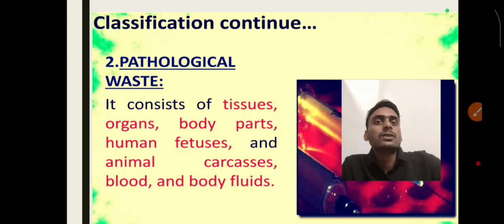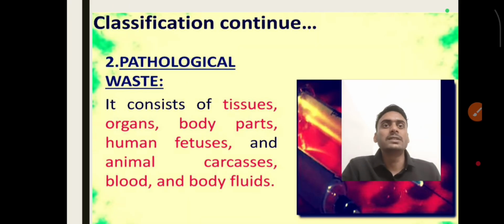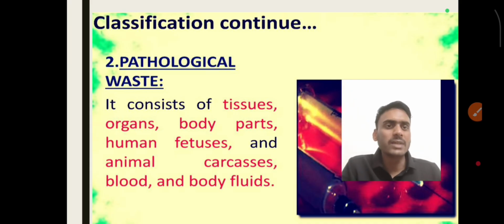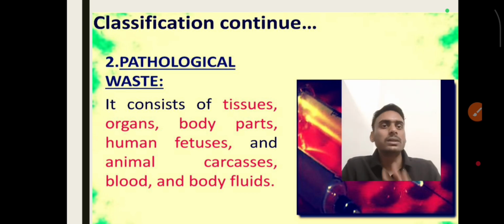Now we discuss number two, that is pathological waste. It consists of tissue, organs, body parts, human fetus or animal carcasses. Animal carcasses means a dead body of any kind of animal. Also blood and body fluids. All these wastes come under pathological waste.